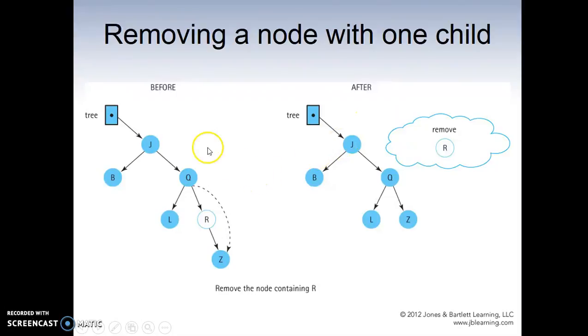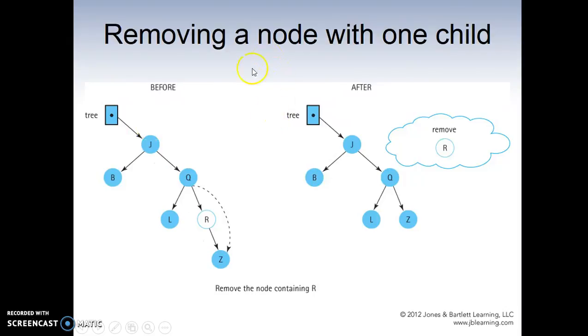Either it's going to be on the right or left, it's going to be the same scenario here. We're always going to point to the one to the right, because in the case of, say, L having two branches, that's going to be another scenario, removing a node with two children, which we are going to look at next.